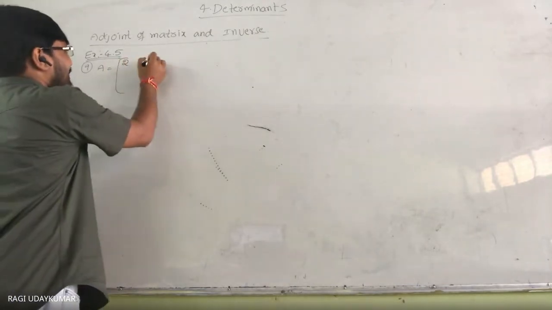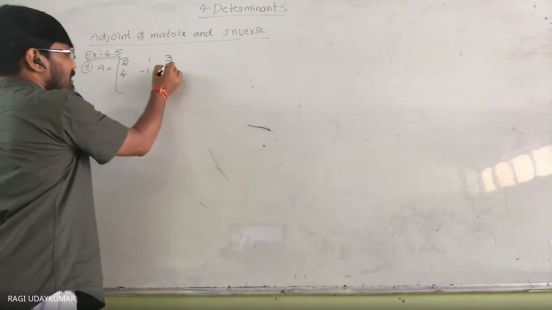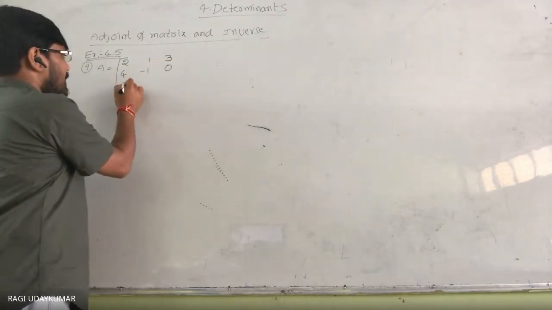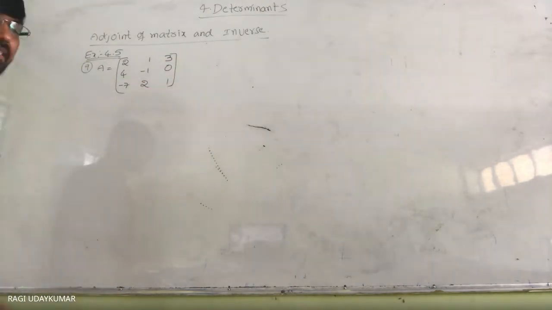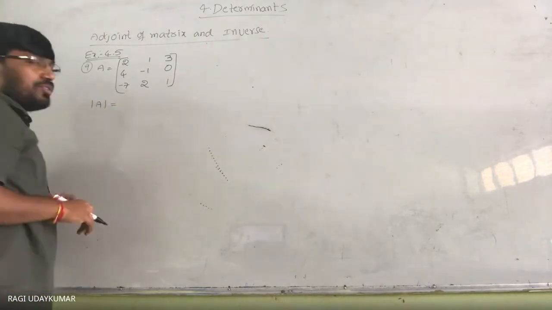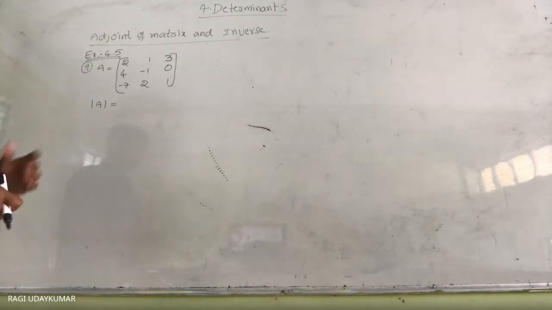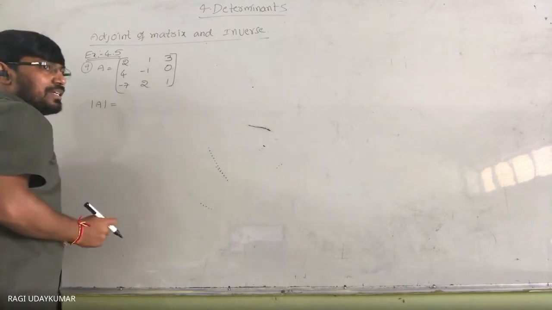That doesn't matter. The matrix is 2, 1, 3; 4, minus 1, 0; minus 7, 2, 1. First thing you need to do is find the determinant of A, whether it is equal to 0 or not. So better you can expand in any way. Let us take this column into consideration.